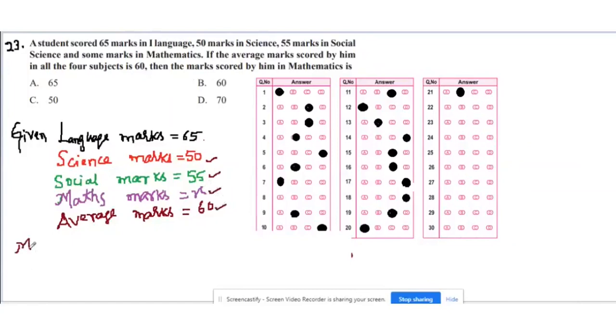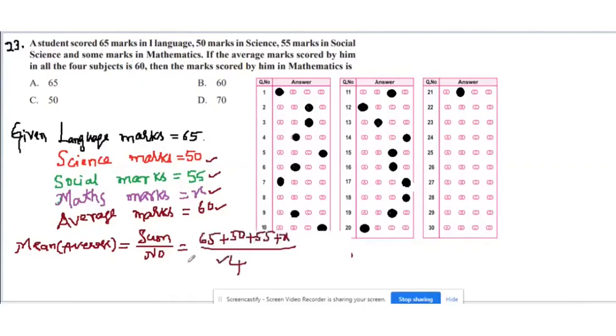You know the formula for mean. Mean or average is one and the same, students. It is equal to sum of observations by number of observations. Here the sum of observations is 65 plus 50 plus 55 plus X divided by 4. I am writing 4 because there are 4 subjects, which implies average marks is 60. 65 plus 50 plus 55 is 170 plus X, divided by 4.